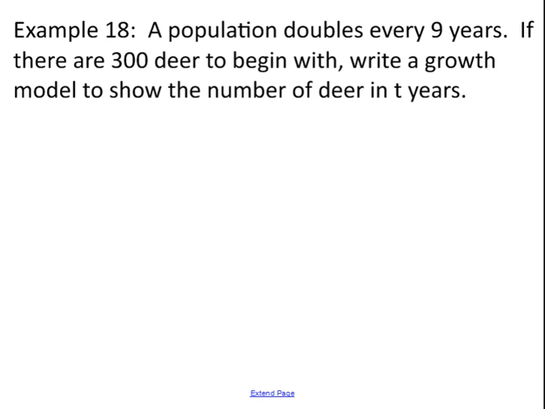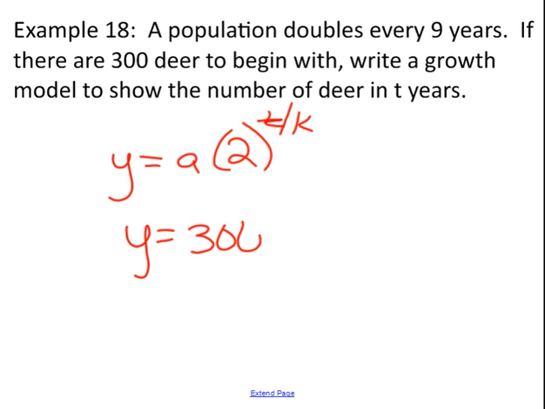Deer population doubles. Doubles, y equals a 2 raised to the t over k. And I need you to give me the a and the k. If there are 300 deer to begin with, that would be the initial amount. 300 to t. We need to figure out how long it takes to double. Population doubles every 9 years, so k is 9.